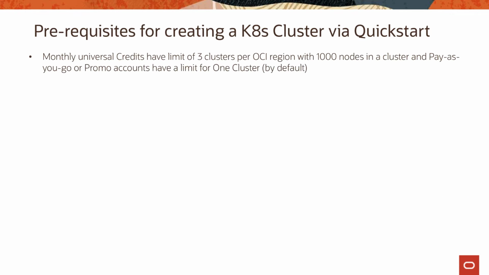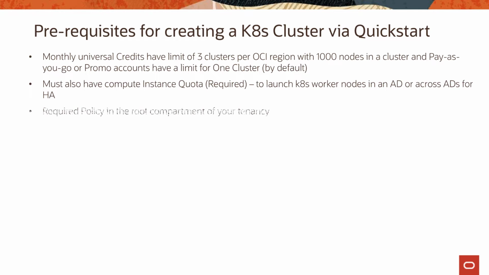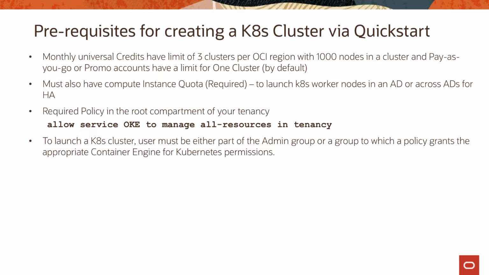Before we actually go and create a cluster, there are some prerequisites that we need for creating a Kubernetes cluster in OCI. Number one is that by default, there is a limit of 3 clusters per OCI region. If you have the monthly universal credits or if you're using the pay-as-you-go promo accounts, you also need to have some quota on the compute instance size, because as you launch your Kubernetes cluster, if you want to launch any additional worker nodes, you need to have some kind of quota available for your worker nodes.